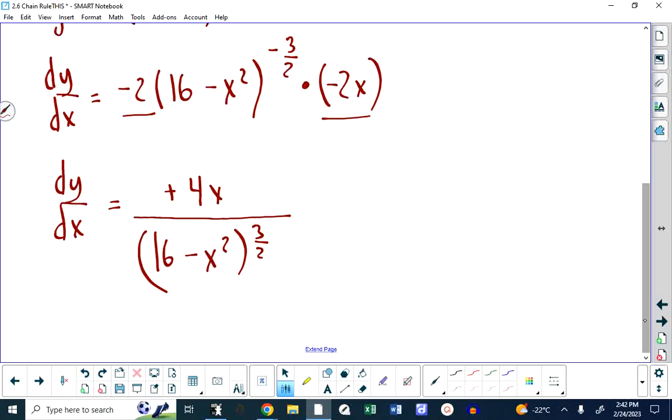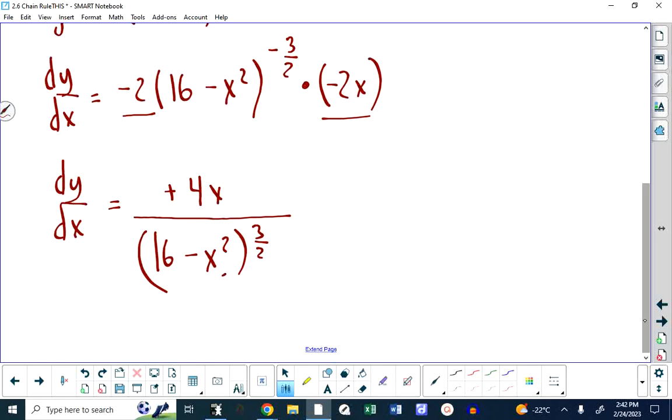By the way, just by inspection, the value of x that makes this derivative 0 is 0. And there are two values of x that make the derivative undefined, positive and negative 4. Because the bottom can be factored into 4 plus x, 4 minus x. Although I think many of you would just look at this and go 4 and negative 4.